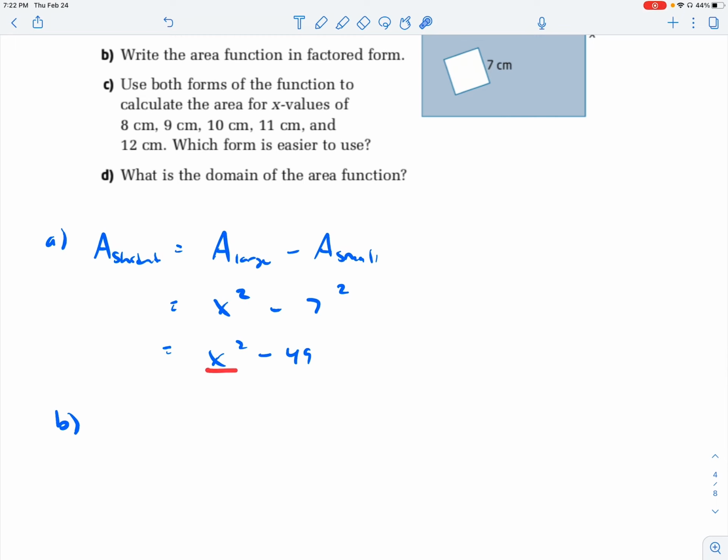Part B, write the area function in factored form. We've got a nice perfect square here, perfect square here. We call this difference of squares, right? So we square root the first term, we get x. Square root the last one, we get 7, so it's x plus 7, x minus 7.